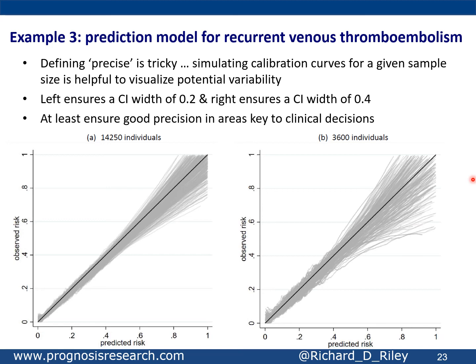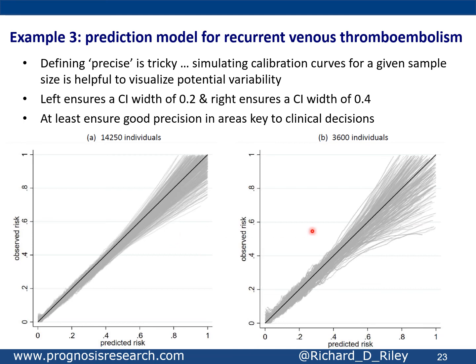So what I suggest that we do to help us in that regard is, after we've done our sample size calculation and identified a sample size that we think is useful, to then generate data sets of that size and plot the calibration curves and repeat that maybe 200 times and just examine the variability in the calibration curves. And you might find that the variability is very narrow. You might be able to lower the sample size then, or you might find that the variability is too big and you may need to increase it.